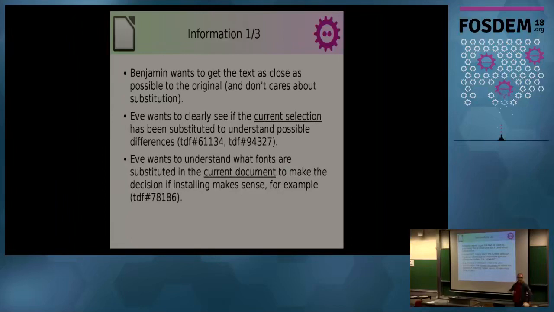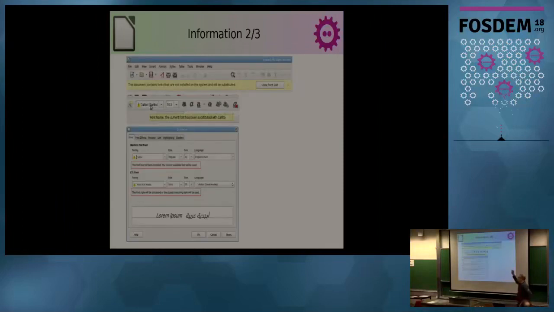So Benjamin, as the standard user, does not care at all about the font. It has to work, and I would say it works somehow, it's not perfect, but it works for Benjamin. Eve wants to see what the actual replacement is for the current selection, where the cursor is. But she also wants to see, in case a document has more than one font, what is replaced over the whole document. Two simple requests, and it could be solved like this.